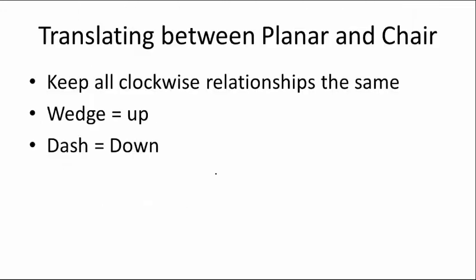And then if you're looking for tips for translating between planar and chair, the key things are keep all the clockwise relationships the same. So if you number your planar projection clockwise, you should number your chair clockwise. If you number counterclockwise, number your chair counterclockwise. Wedged bonds go up and dashed bonds go down. And the reason for that is, if you take your model and look at it so that you're looking at a flat hexagon, and then shift your view to see the chair, all the things that were coming towards you in the flat projection are now going up in the chair.